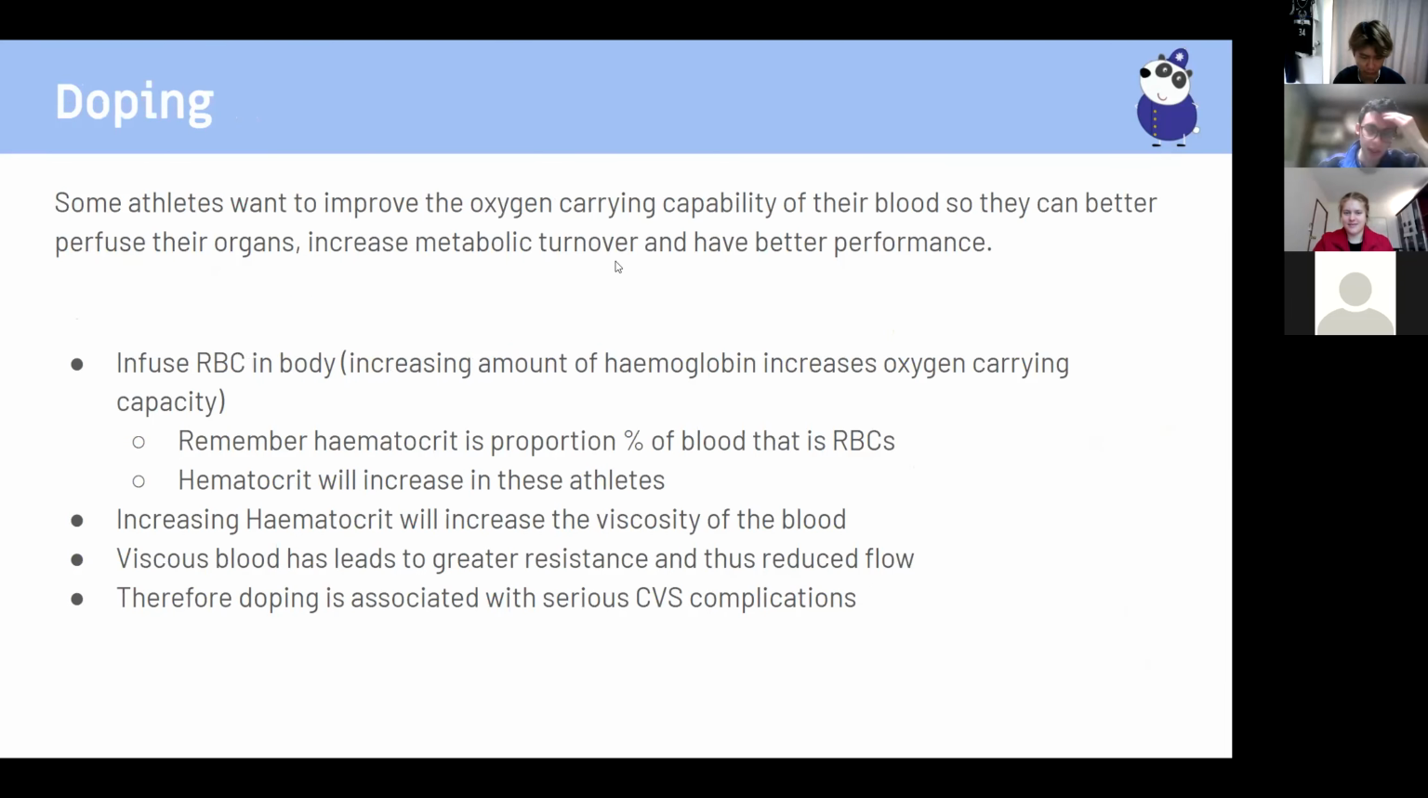Why is this important and how do we link it back? There's something called doping. In order for athletes to improve their performance, often they'll give themselves more red blood cells. The reason they give themselves more red blood cells is they want to increase their amount of hemoglobin, so they have greater oxygen carrying capacity. They can meet the metabolic demand of their muscles and have greater performance overall. So this is associated with quite serious cardiovascular complications.